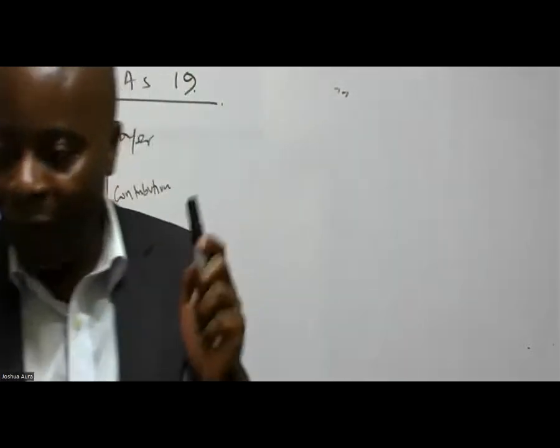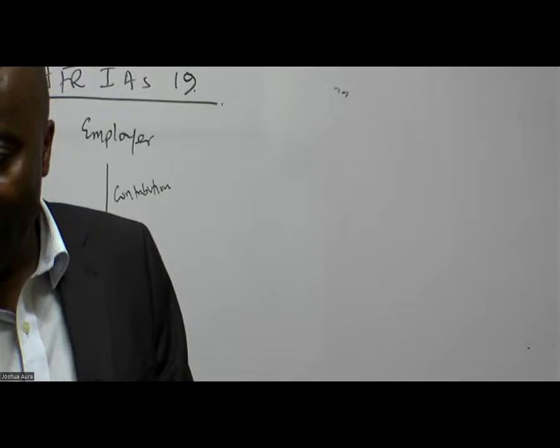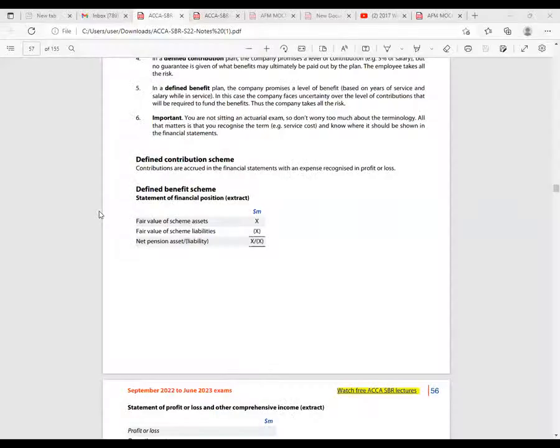But when we come to the defined benefit, for those organizations now that have got defined benefits plans, so you're saying here defined contribution, first of all, contributions are accrued in the financial statements with an expense recognized in the profit or loss. I'll be able to show you how this is done. And then we have now the defined benefit scheme. So the statement of financial position extract, what do? You look at the end of the year. What is the fair value of the scheme assets given to you by the actuary? What is the fair value of scheme liabilities at the end of the year? So in this case, you subtract, and then you should be able to get the net pension asset or liability like that.